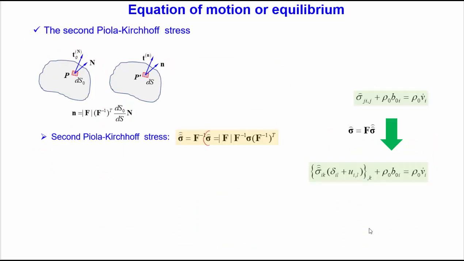Pre-multiplying the first Piola-Kirchhoff stress by the inverse of the matrix F, which is the deformation gradient tensor, we define the second Piola-Kirchhoff stress like this, which became symmetric, of course. The first Piola-Kirchhoff stress can thus be expressed simply by the second Piola-Kirchhoff stress like this. Substituting this relation into the equation of motion in terms of the first Piola-Kirchhoff stress, we can obtain this equation of motion in terms of the second Piola-Kirchhoff stress.